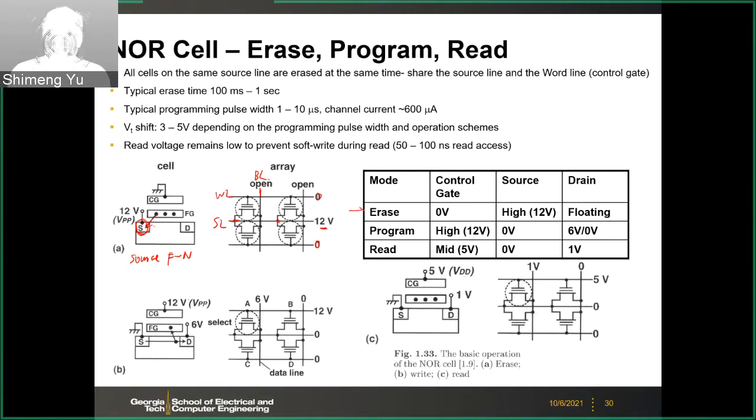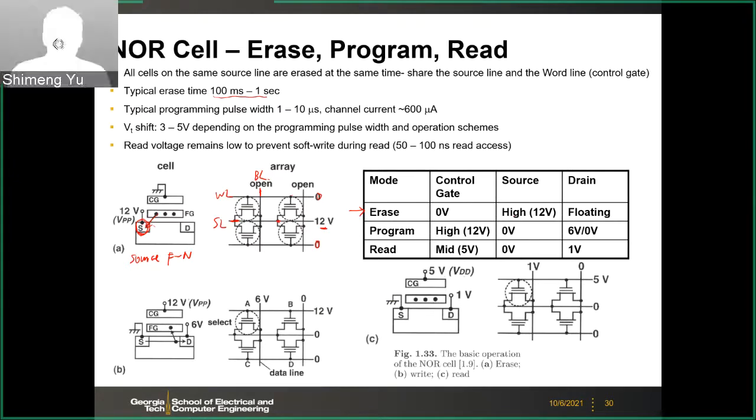And here on this table, the first row is the voltage bias. I won't repeat that. So the erase is typically very slow. You may need like 100 milliseconds to 1 second to erase.